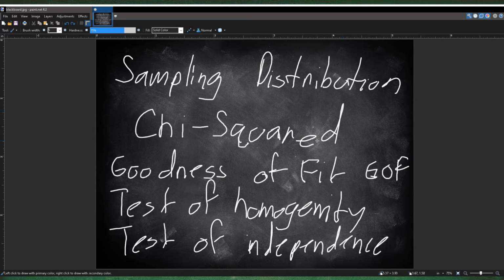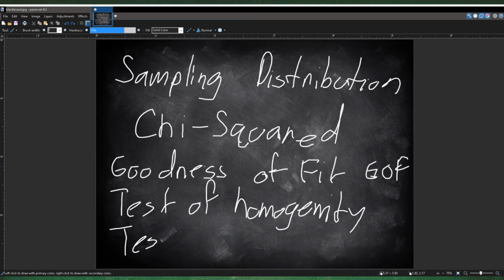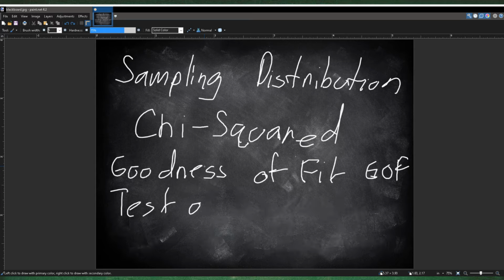Goodness of fit is the easiest one to know though. If you ever see a frequency table, just always use a goodness of fit. It has to be a frequency table. It cannot be a contingency table. If it's a contingency table, it has to be one of the tests of homogeneity or independence.